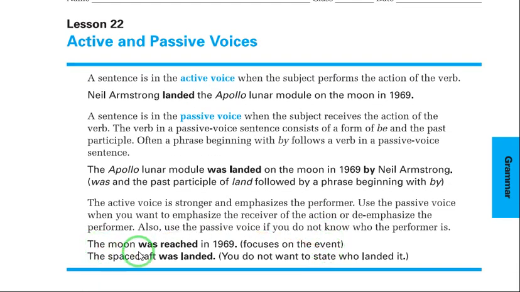When I say the moon was reached in 1969, this focuses on the event, okay, that someone reached the moon. I don't care who did it, but I care that it was reached. The spacecraft was landed. Also here, I don't care or I don't know who landed the spacecraft, but I know that the spacecraft was landed.